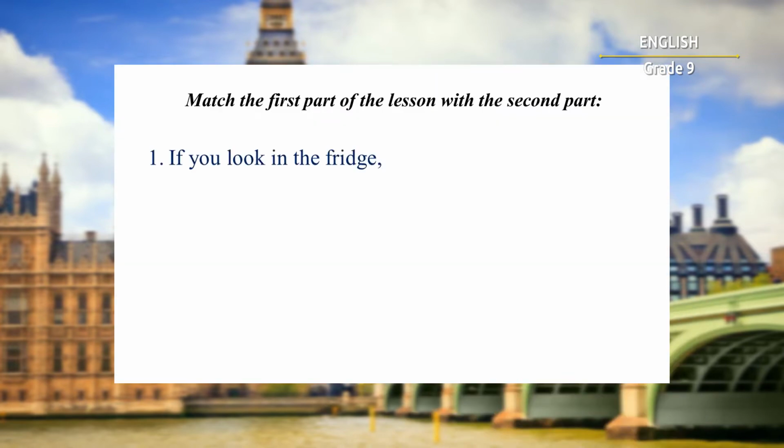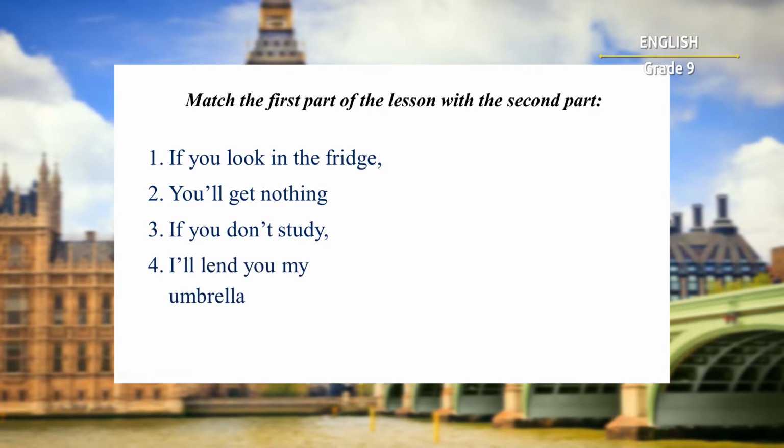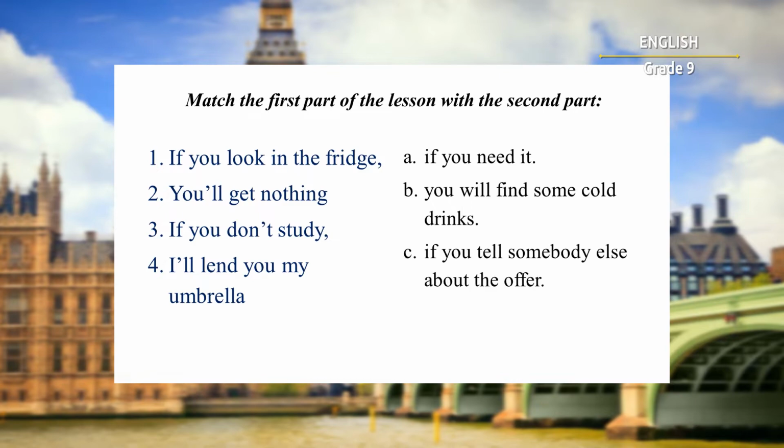Now, there is one more exercise for you to practice. You need to match first parts of sentences with the second parts. Number one, if you look in the fridge. Number two, you'll get nothing. Number three, if you don't study. Number four, I lend you my umbrella. The second parts. A. If you need it. B. You will find some cold drinks. C. If you tell somebody else about the offer. D. You will fail the test.